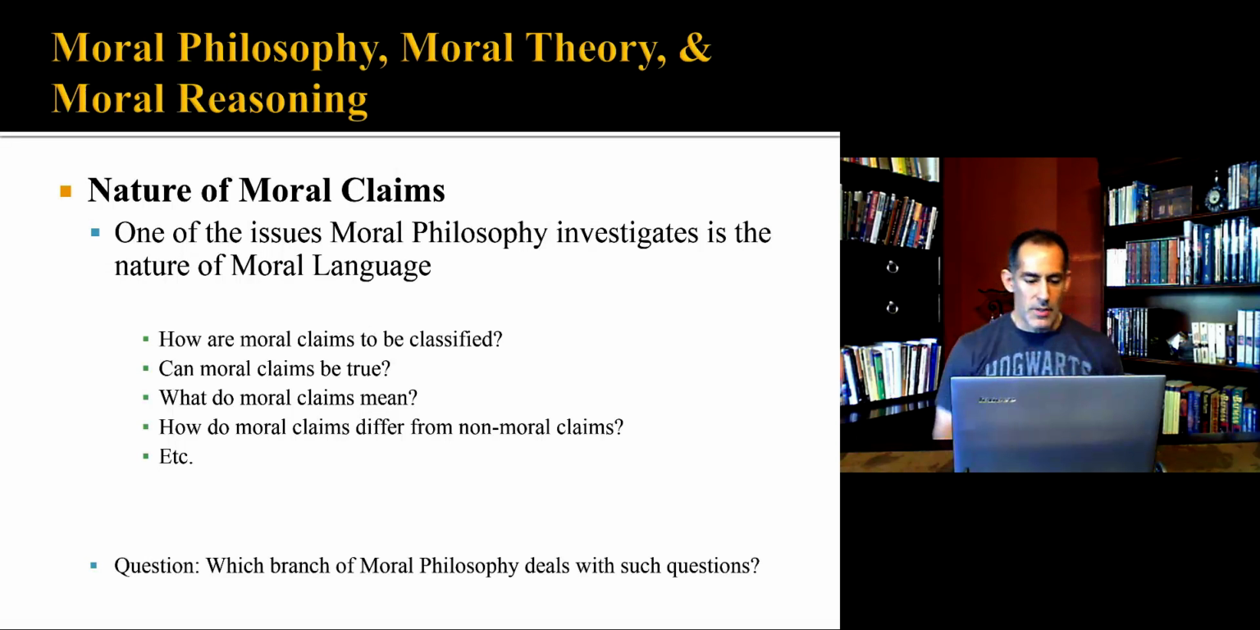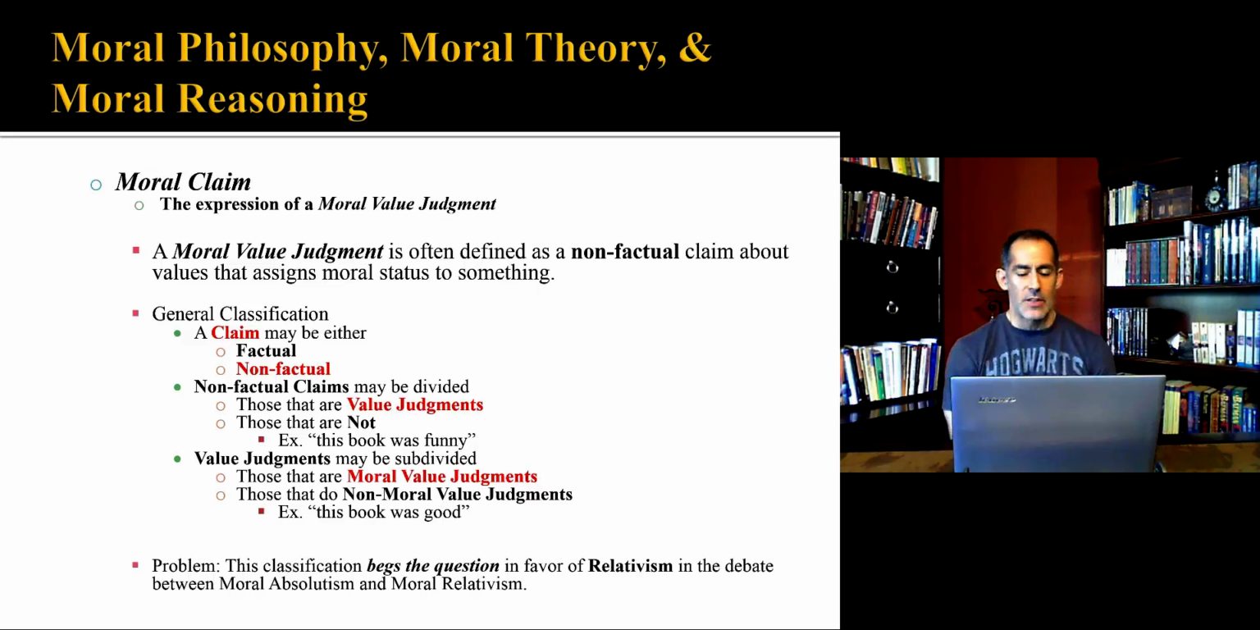Nature of moral claims. Let's talk about this because this could be kind of tricky. There are 2 big perspectives on how we classify moral claims. So one of the issues moral philosophy investigates is the nature of moral language. How do we classify these things? So let's look at a moral claim and what we mean by that. A moral claim expresses what we call a moral value judgment.